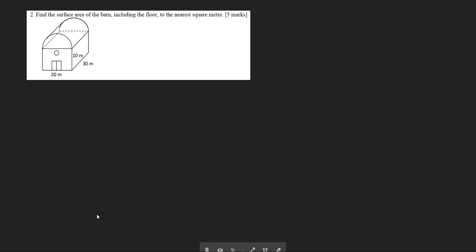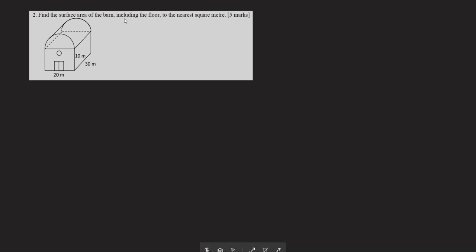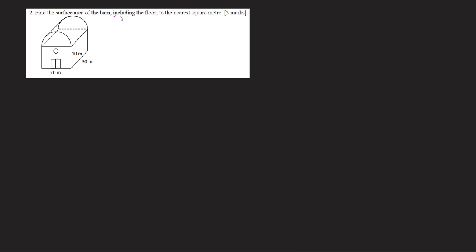Okay, this is question number 2 for the written assignment, Unit 6. Find the surface area of the barn, including the floor. That's a good thing to know, including the floor. Maybe I'll highlight that, to the nearest square meter. So it tells us to round. We'll do that at the very end.